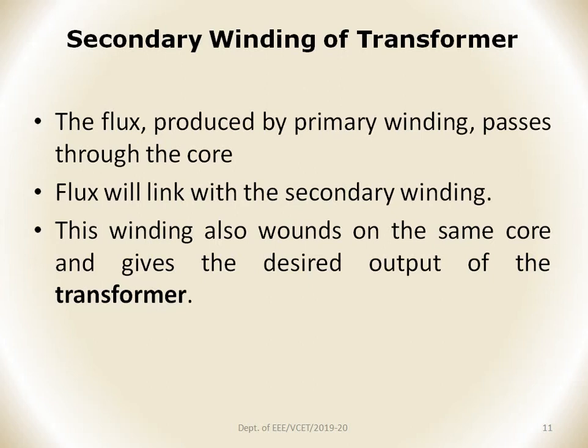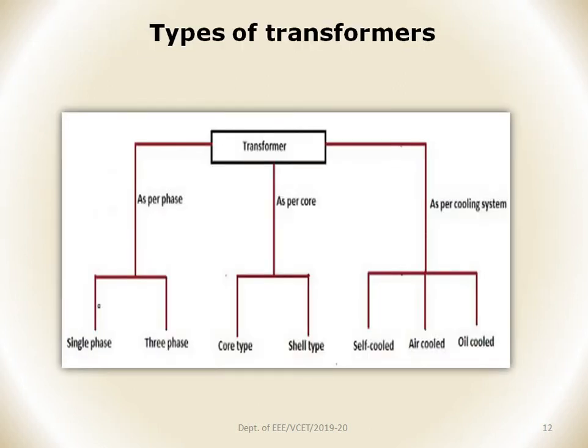The last part of the transformer is the secondary winding. The flux generated in the primary winding, which passes through the core, is linked with the secondary winding, where the desired output can be generated. This desired output is called the induced EMF of the transformer. So the three important parts of the transformer are the primary winding, magnetic core, and the secondary winding.